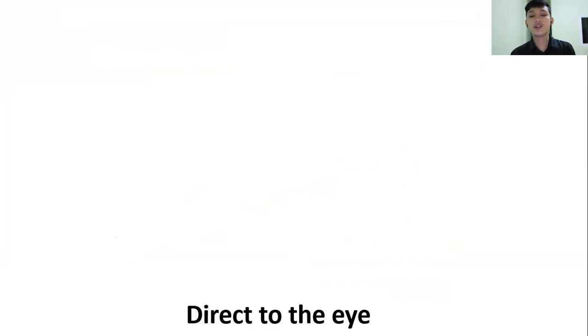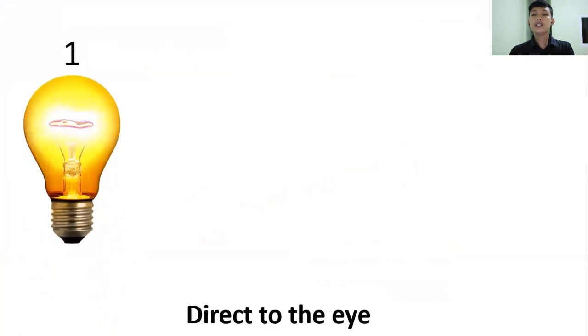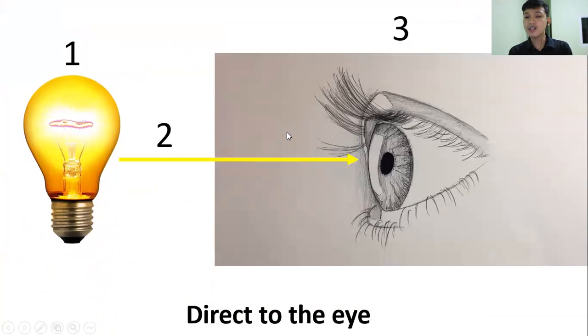So the light source is direct to the eye. Look, number one is the bulb. The bulb gives light, okay? It gives high light. And then number two, this is the light. Okay, the bulb gives light. And then number three, the eye receives it.